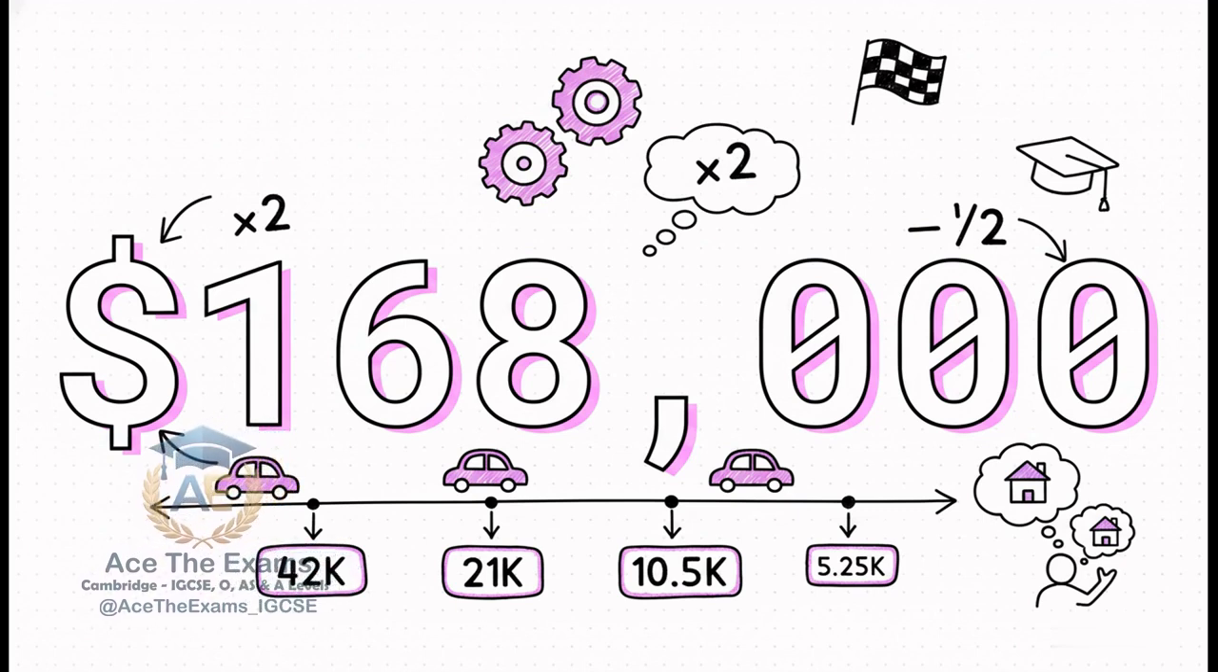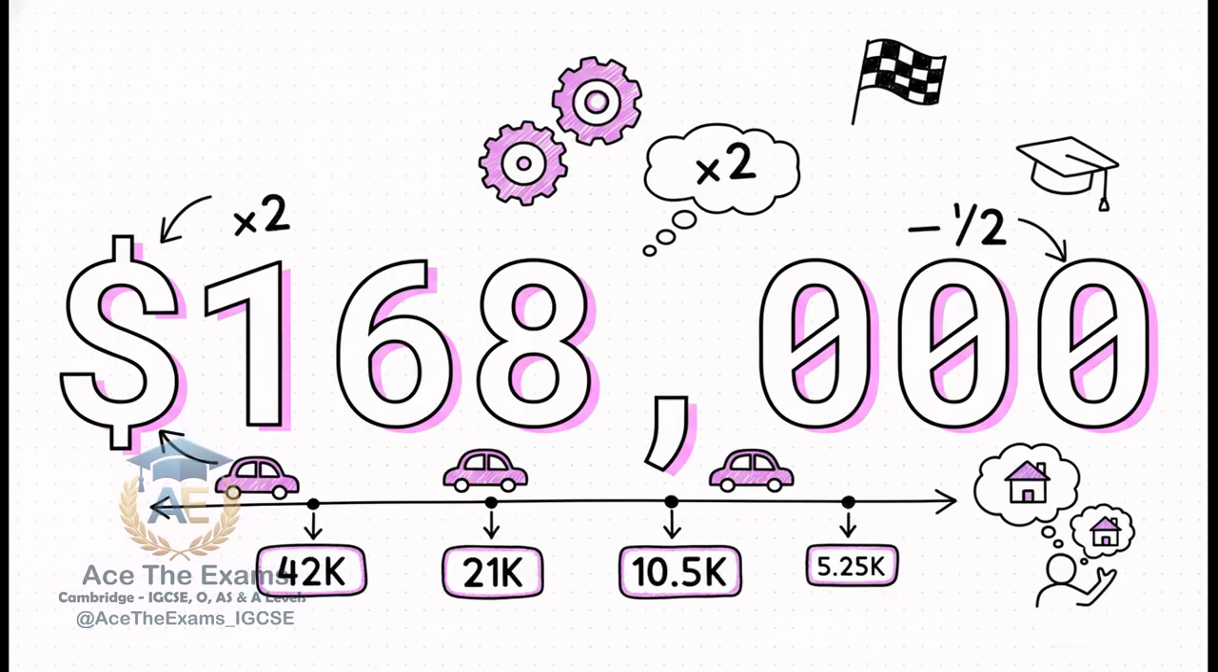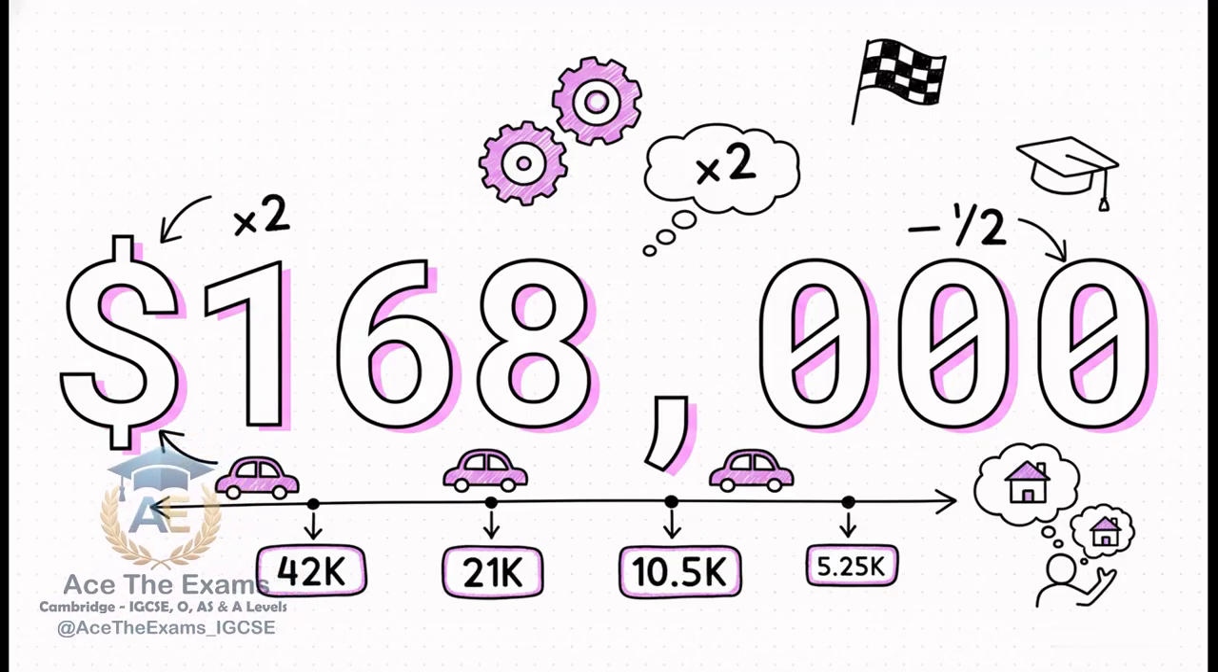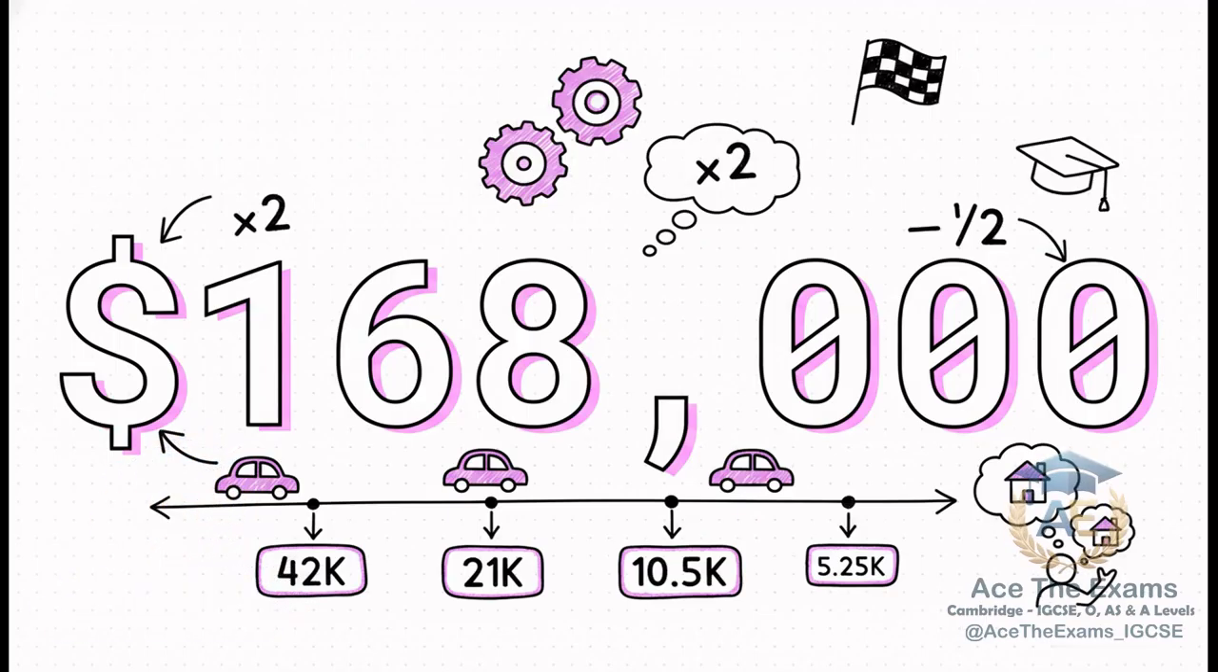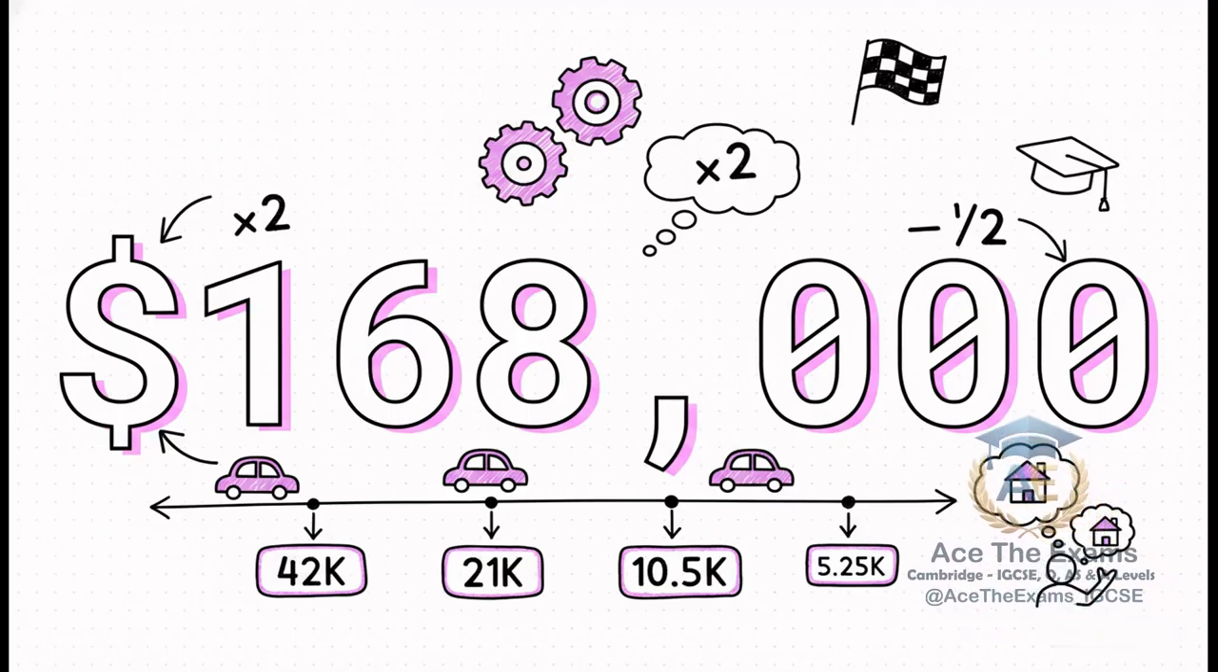Half of 42K is 21K. Half of that is $10,500. Half of that is $5,250. This leads perfectly into 4C. David has saved $10,500. Work out the age of the car he can afford. As we just proved in our timeline, the car hits the $10,500 mark exactly at age 8. Pure, step-by-step logic wins the day.